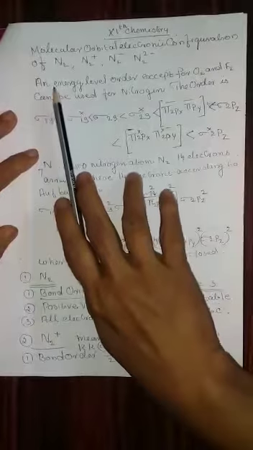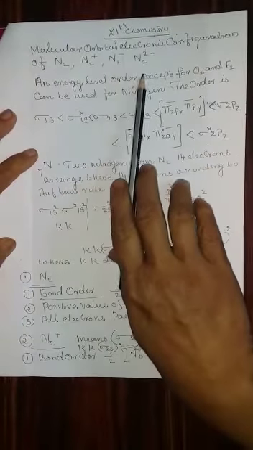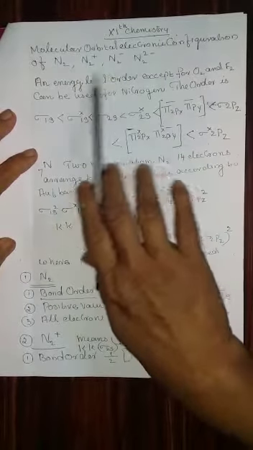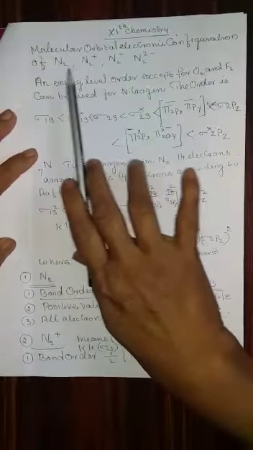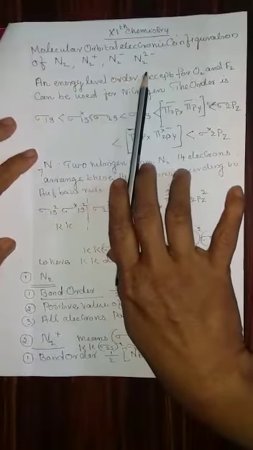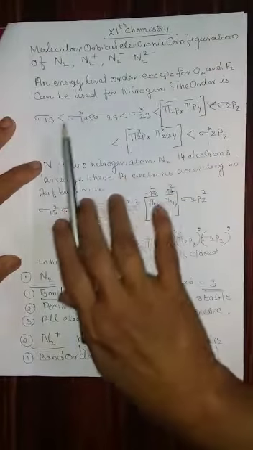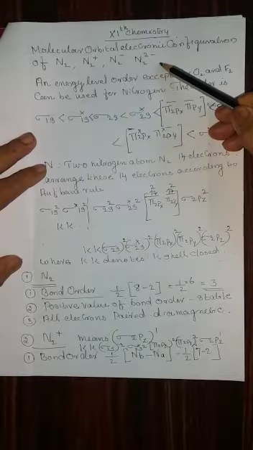Next is the molecular orbital electronic configuration of N2, N2 plus, N2 minus, N2 2 minus. Please refer to the syllabus. For nitrogen and oxygen, we have to find out the bond order, stability, and magnetic nature of all these molecules, cations and anions. Therefore, the diagrammatic representation is not required, but the electronic configuration should be correctly represented. Normally it is a 5 marks or 4 marks question.